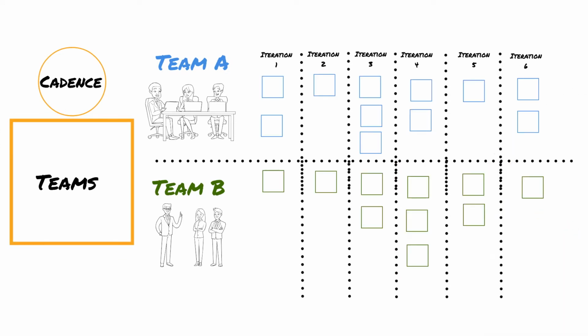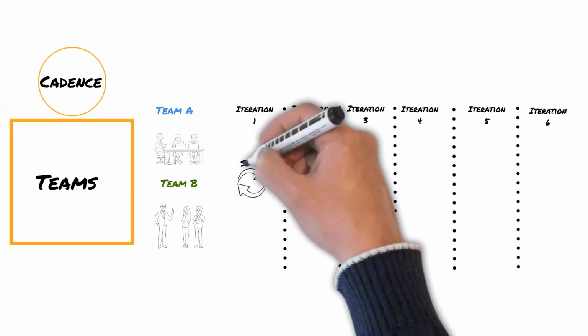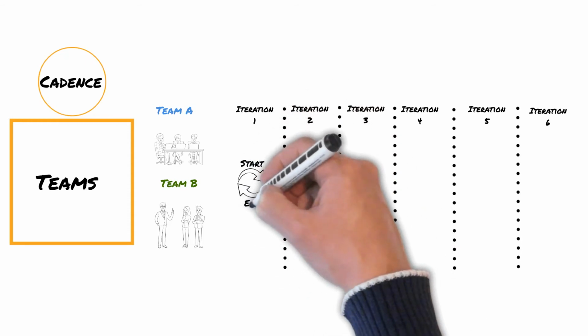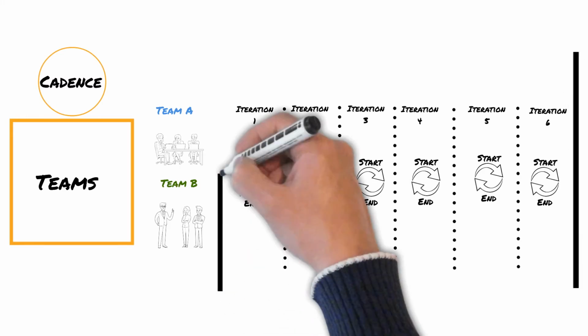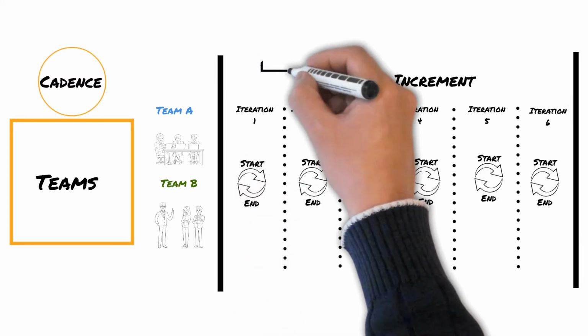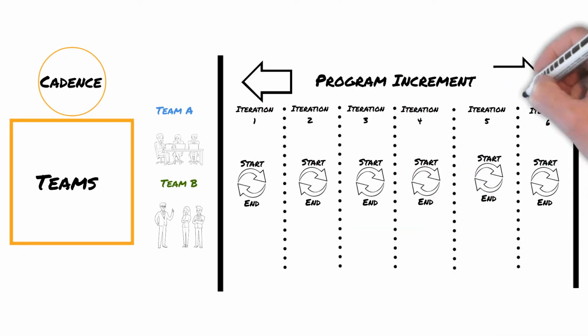To keep the flow of value moving and communication channels open, you can collect your iterations in a larger time box, usually referred to as a program increment. If you have multiple teams working together on large initiatives, aligning the time boxes with the same start and end helps keep the teams together and avoid unnecessary conflicts and distractions.